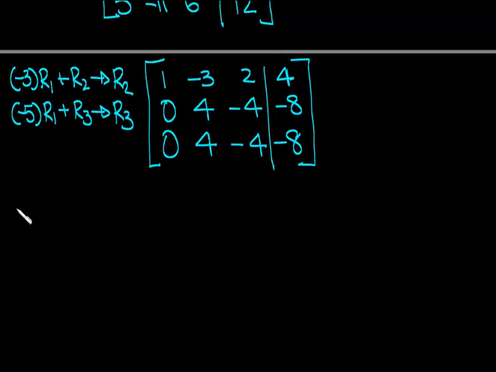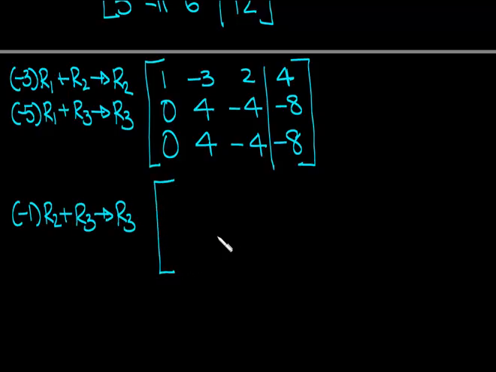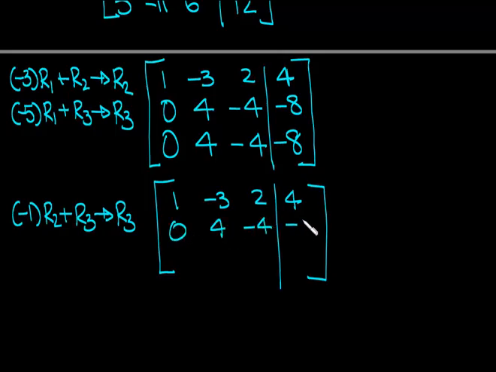So I can do this. I can take negative 1 times row 2 and add it to row 3, which will give us a new row 3. So I get 1, negative 3, 2, 4. I get 0, 4, negative 4, negative 8. If you wanted to multiply the second row by 1/4 R2, and you could have done that, that would make this a 1, 1, 2. That's what would have happened, but you could have done that if you wanted to.